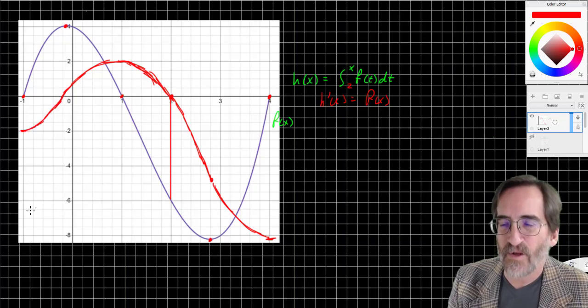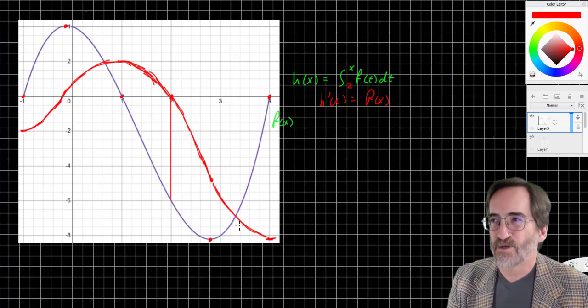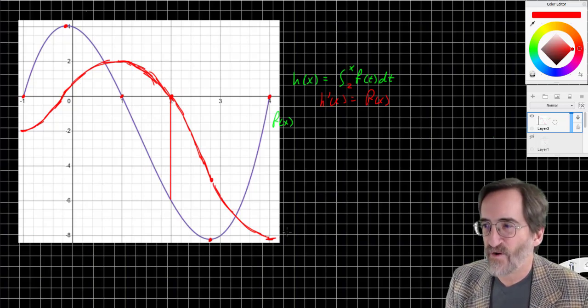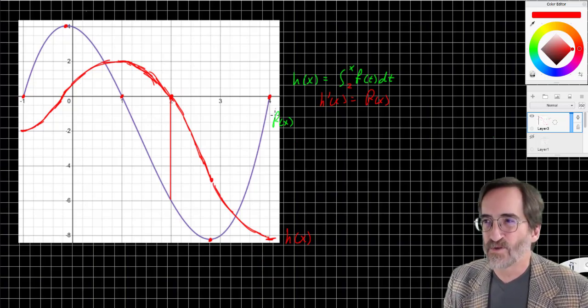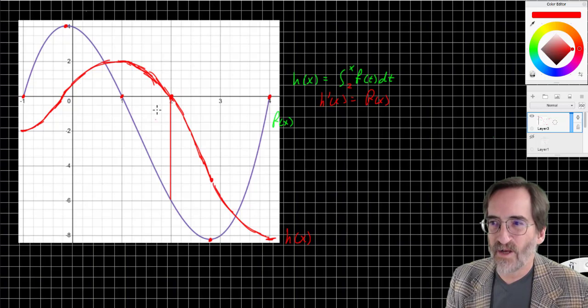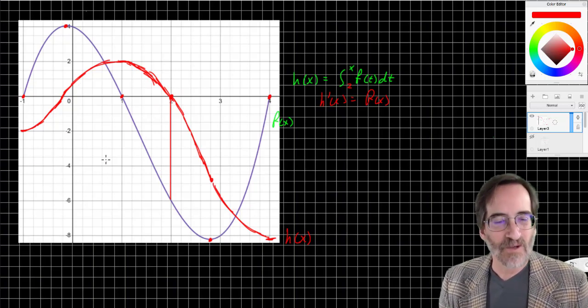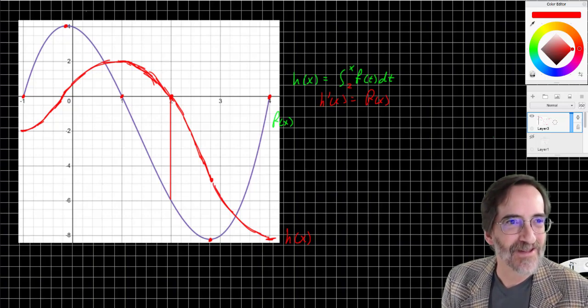And there we go. So this is the graph of h of x, or the antiderivative. So taking a derivative, we can find or sketch the graph of the antiderivative. Hopefully that helps. It's kind of fun to think of it.